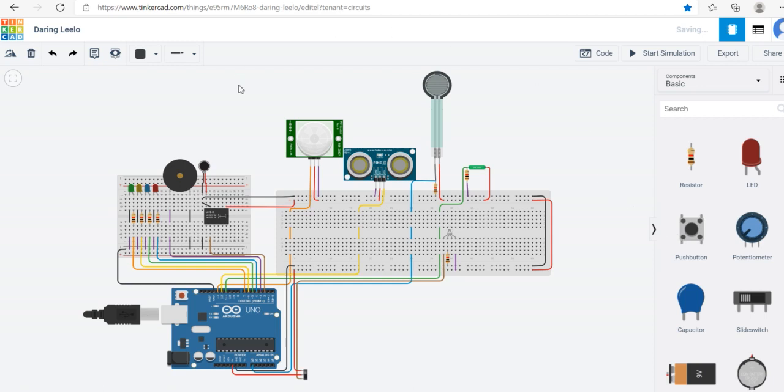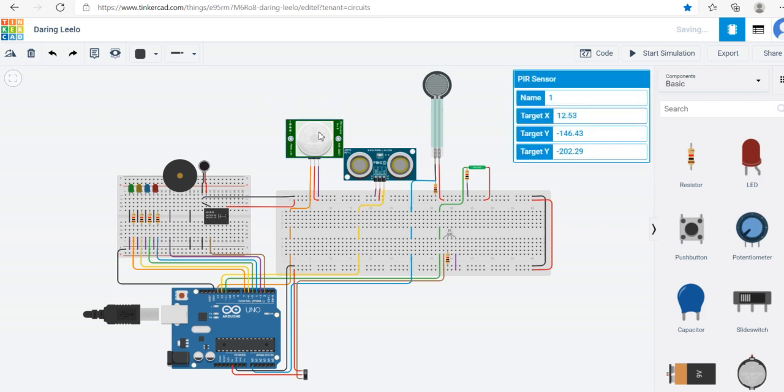20NA10006. This is my second DIY assignment in which I have designed the circuit of a burglar alarm system in Tinkercad. This system detects any unauthorized entry into the house or any building entrance. It consists of a PIR sensor that detects any kind of movement in front of it.